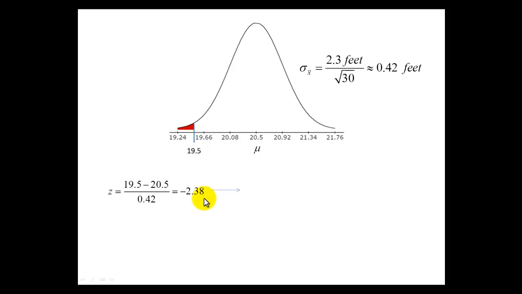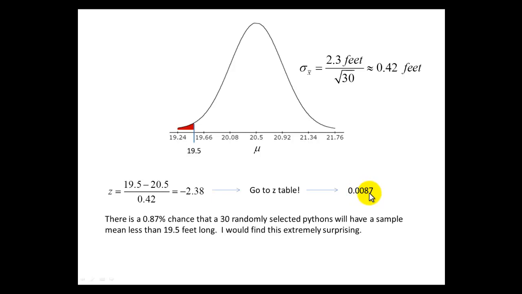We go and look into our z-table, or software if you prefer, and it tells us that the area here, that little tiny region there, is 0.0087. Now let's convert that to a percent so we can make a meaningful statement. There is a 0.87% chance, that is not even a 1% chance, that 30 randomly selected pythons will have a sample mean less than 19.5 feet long.